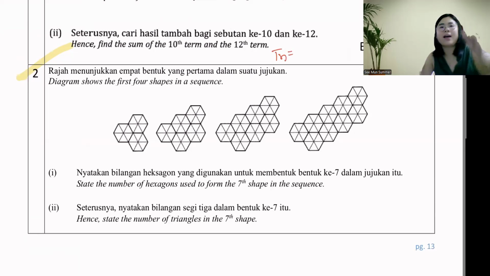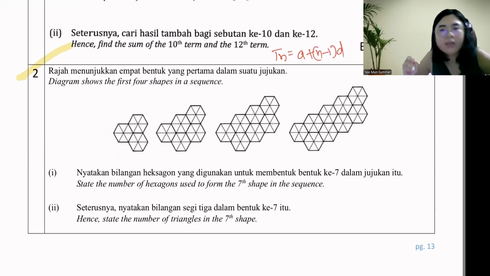Tn means you want to find the terms, no matter if it's T100 or T30 or T3, meaning the third term is how much. So there's a formula. Do you remember? What is the formula? A plus (n minus 1) d. Remember, this is the only formula that chapter 1 has.